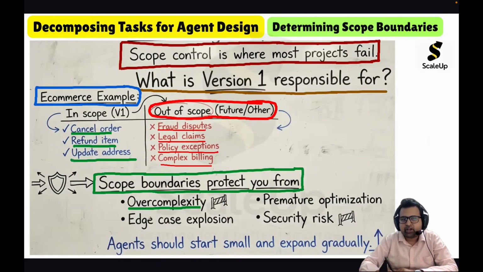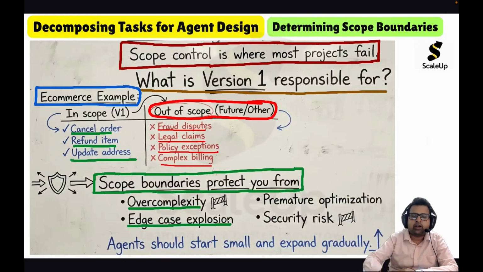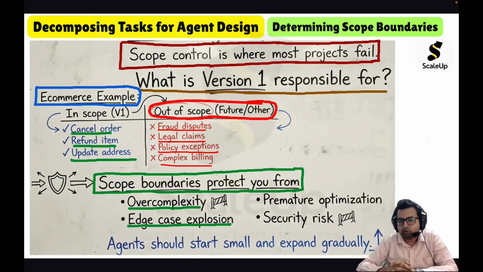It protects you from edge case explosion. So it avoids the snowball effect where rare specialized scenarios like legal claims consume disproportionate development time. And that is very important. If the scope is very clear, we will not end up wasting time. Edge case explosion, we can avoid it.